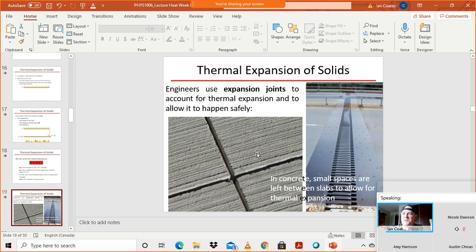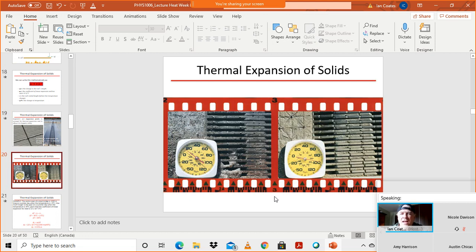Things will expand, and your engineering concepts have to allow for that. In concrete, small spaces are left between slabs to allow for thermal expansion. So, crazy, a concrete block actually expands. And you'll see that that's why they allow for a bit of free movement for this thing to expand in the hot sun. So it's kind of the same thing here. The hotter things get, the more they expand. That's what we're talking about here.